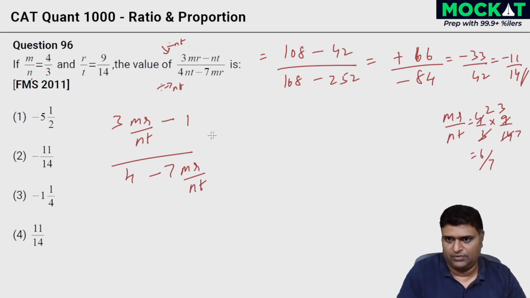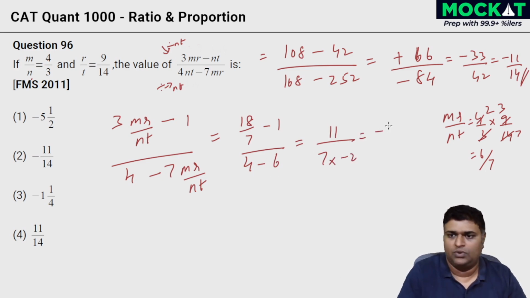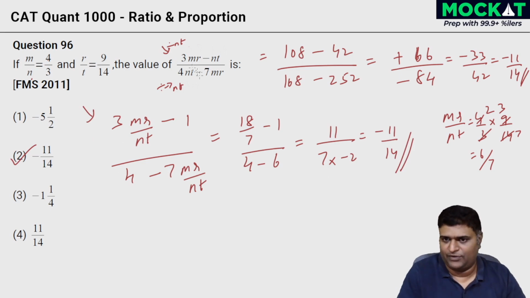So if this strikes you, the calculation is going to be a lot less, right? So 3 into 6 by 7 is 18 by 7 minus 1, divided by 4 minus 7 into 6 by 7. 7 into 6 by 7, the 7s are cancelled, we get 6 itself. 18 by 7 minus 1 is 11 by 7, divided by, what is 4 minus 6? Minus 2, which gives minus 11 by 14. We get the same answer over here as well. This I would say would be the preferred method, right? If you're able to divide, the amount of calculation over here is a lot less.